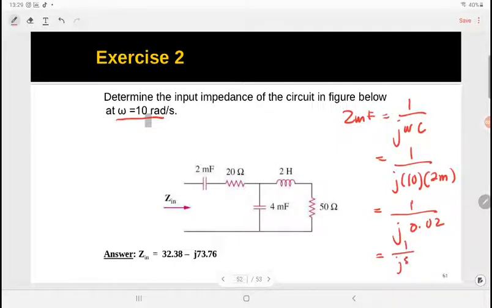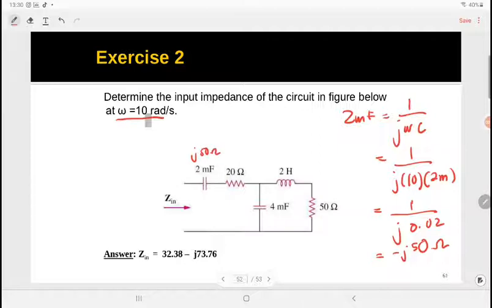Sorry, j we bring back to the upper side, it becomes negative j, and 1 divided by 0.02 is equal to 50. Therefore the 2 millifarad capacitor is equal to negative j50 ohm, right?